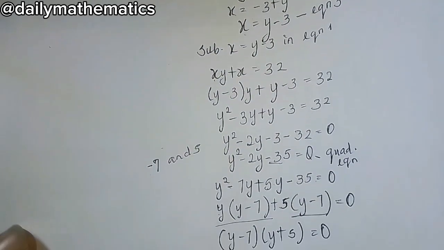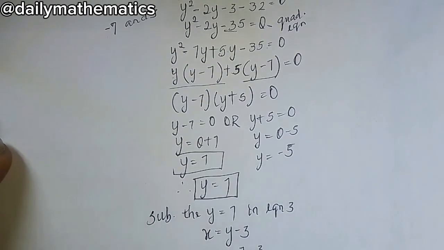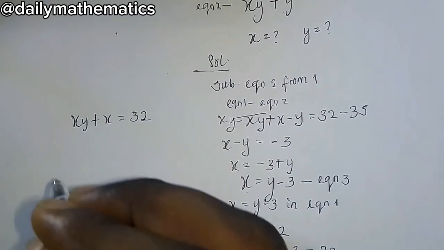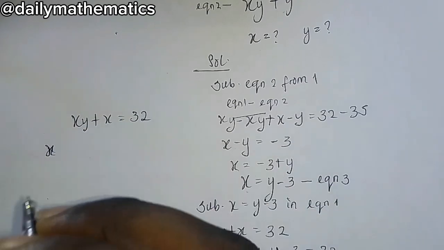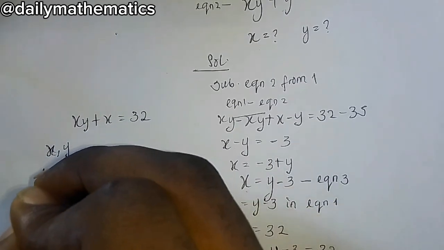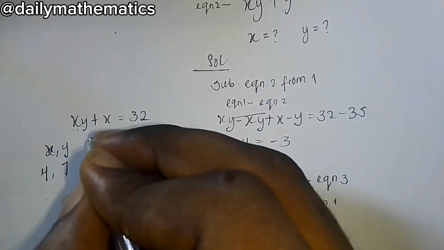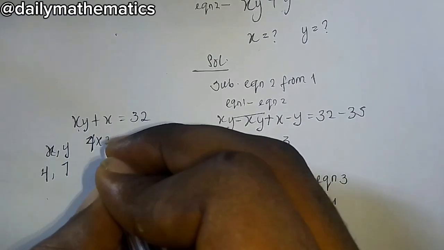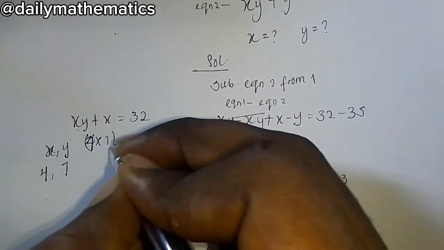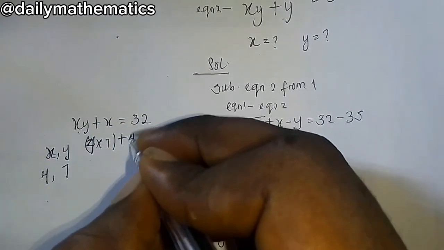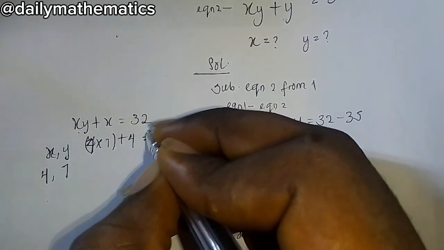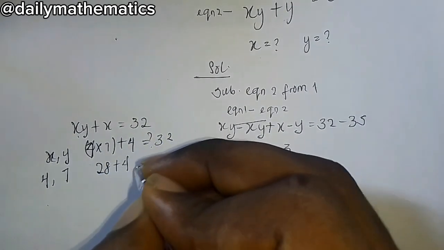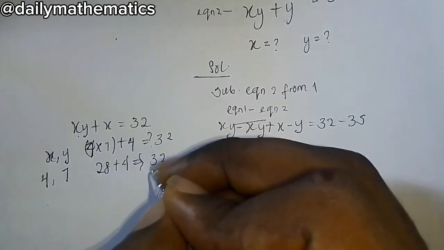And you can see here the value of x and y is 4 and 7. So x here is 4, y here is 7, xy means 4 times 7, right, plus x, which is 4, equals 32. Will it give us 32? Right? So from here we can see 4 times 7 is 28. 28 plus 4 definitely gives us 32. So the value is correct.